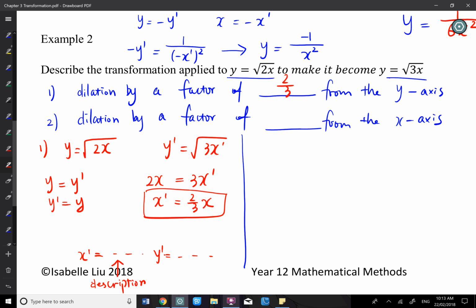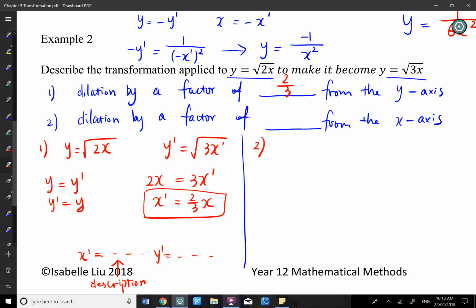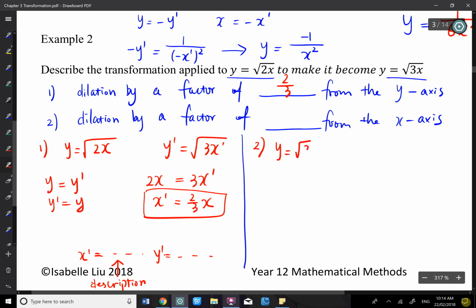Let's have a think about the second one. This is a really important point. For the second one, because I want to dilate only from the x-axis, which means I want to change the y value. I don't want to change the x value at all, which means the coefficient of x is not good, because if there's a coefficient, you definitely change the x. So what you need to do, you need to separate that. Well, you know you can do this.